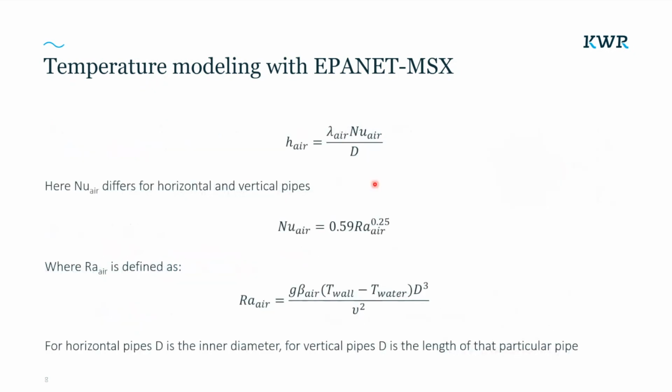So if we move on to the heat transfer coefficient for air, which you can see on this formula, it is dependent on the Nusselt number for air, and that is different for horizontal and vertical pipes, because it is dependent on the Rayleigh number for air. And you can see the formula for the Rayleigh number for air is given here. And then this last term, this D, that would be the inner diameter for horizontal pipes, but for vertical pipes, it would be the length of the particular pipe. So this is considerably different, and therefore important to take into consideration.